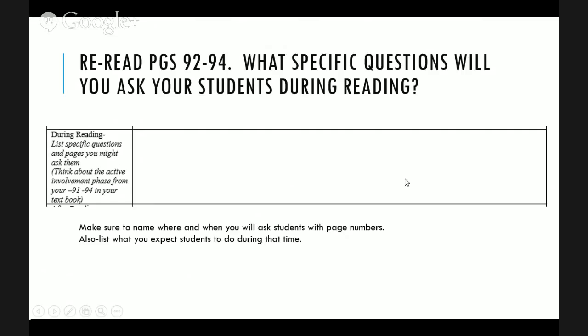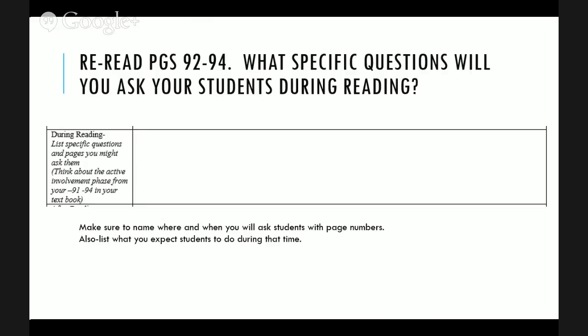So your first section, and this is where you should pause, but go ahead and take some time to read the during reading suggestions. So that would be pages 92 to 94. It's called the active involvement phase from your book. So pause now, read pages 92 to 94, get a feel for what the authors of our textbook say, and then I will provide you some insight.